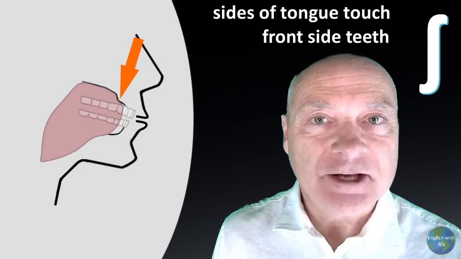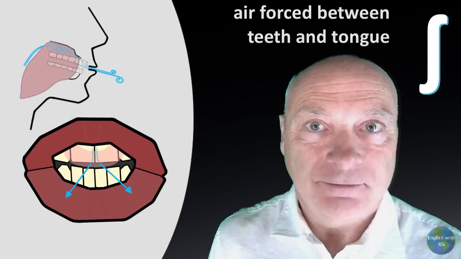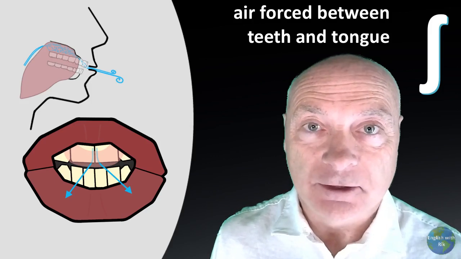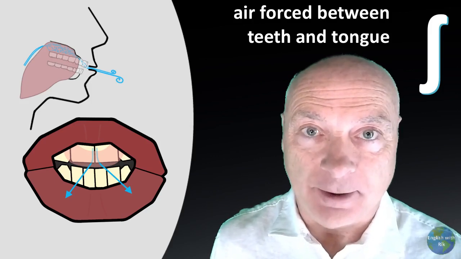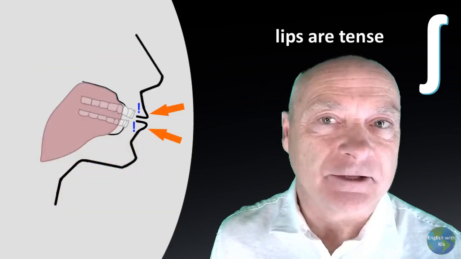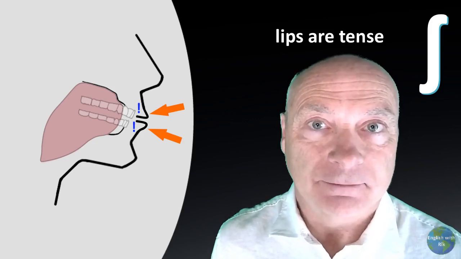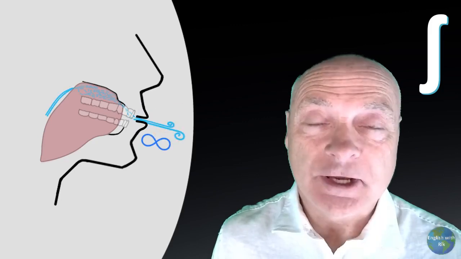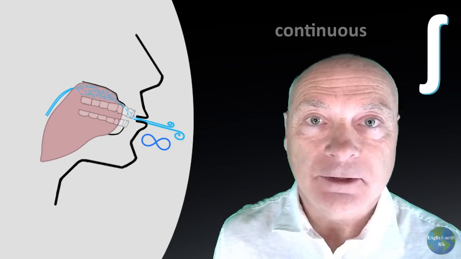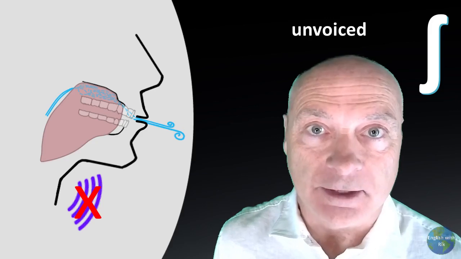You can touch the sides of your tongue against your front side teeth. The air is forced out between your top front teeth and your tongue as it's curled up, and the air comes out there. Keep your lips a little bit tense. You could even stick them out or flare them a bit. The sh sound is a continuous sound, means you can make it for a long time. And it's also an unvoiced sound, meaning that your throat doesn't vibrate when you're making it.